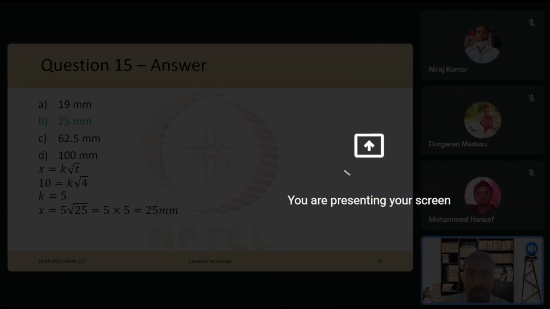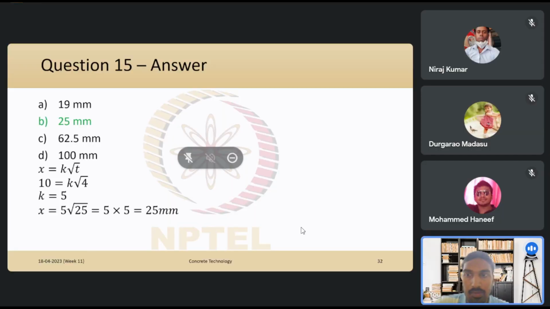Okay, so we use this relationship that we know between the carbonation depth and the time of exposure, and the constant is the only unknown in that equation for us. So using one known depth after a particular time, we found out what that constant is, and using that for another given time, which is 25 years, we found it to be 25 mm.